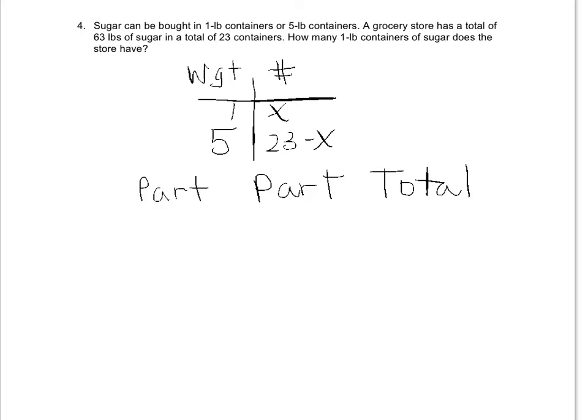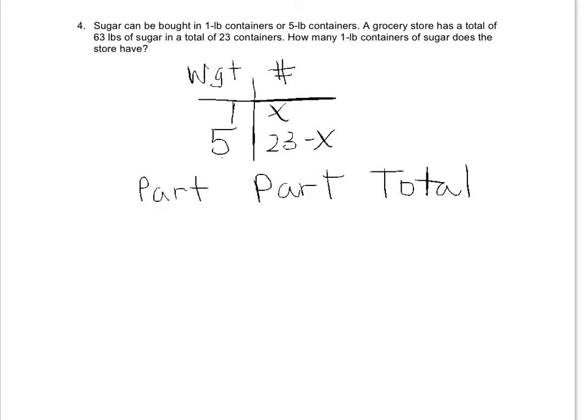All right, our last problem, number 4, says that sugar can be bought in 1-pound containers or 5-pound containers. So that's a weight. I made a little chart here and I put 1-pound containers and 5-pound containers. A grocery store was going to sell 63 pounds of sugar in 23 containers. So again, this is very similar to one of the other problems, like the chili problem.